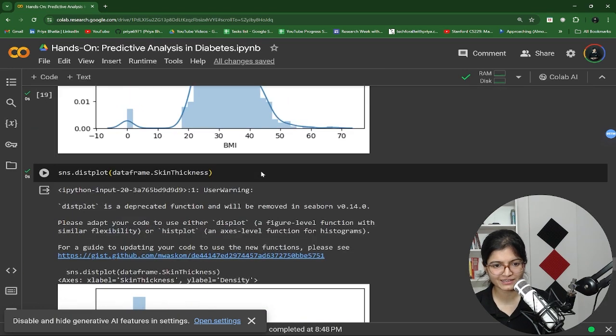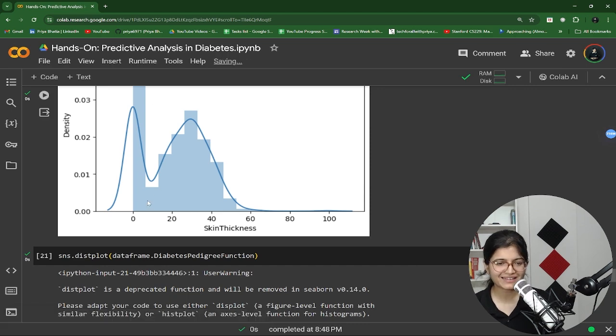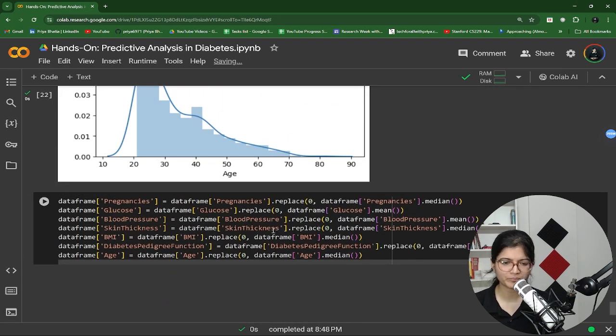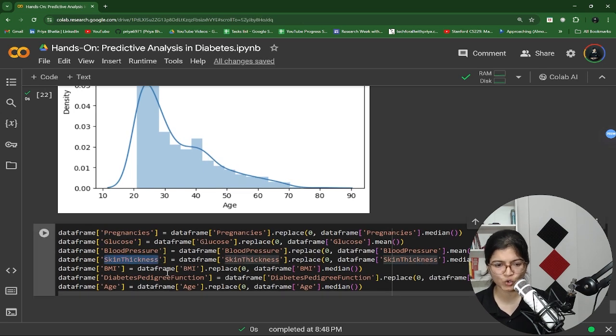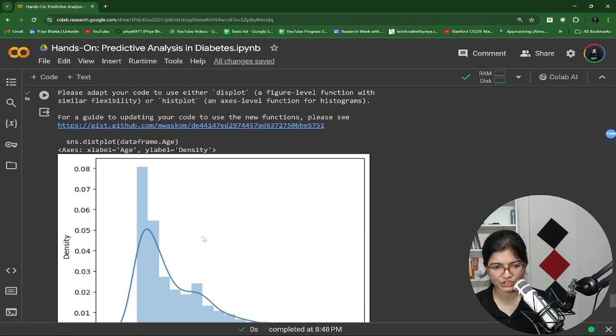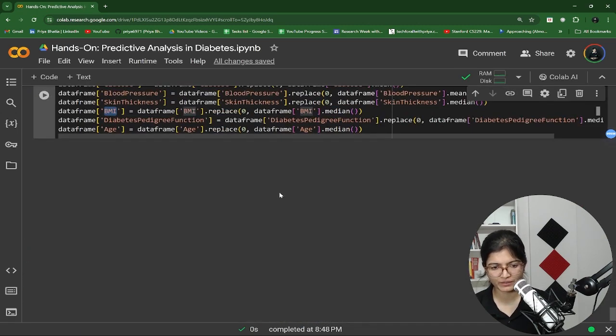With respect to skin thickness, again, you will be able to see that if we replace the zeros, it's a normal distribution only. So maybe you can go with either mean or median. Maybe let's go with the median only. BMI is something which, let's go ahead. It's a normal distribution, so we can go ahead with the mean part here.